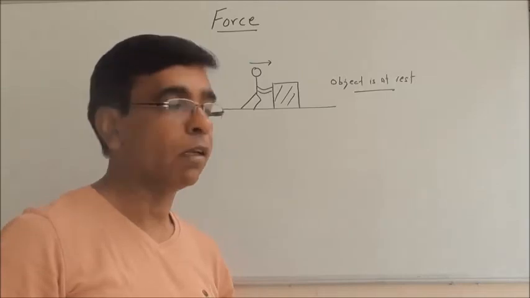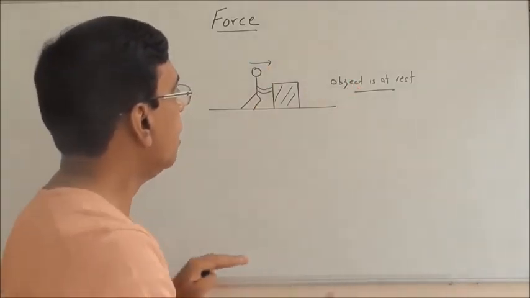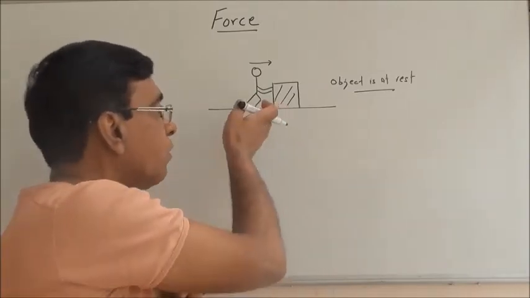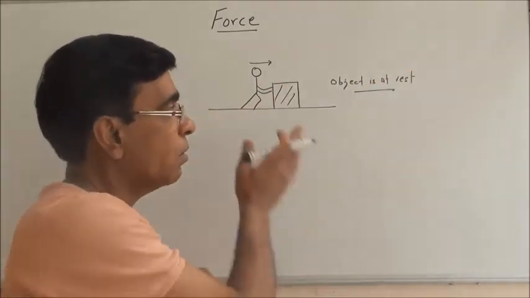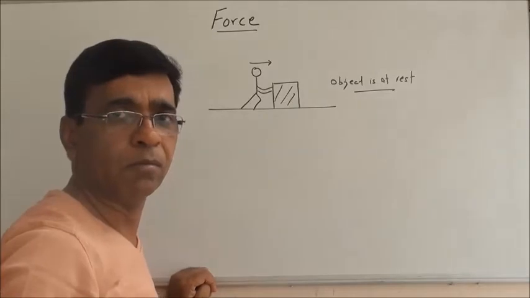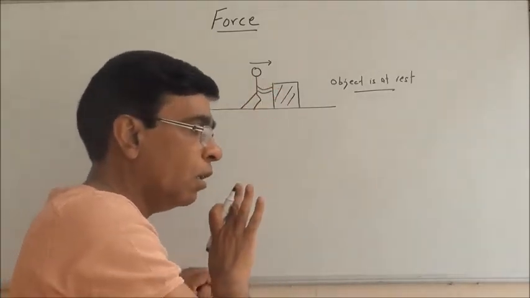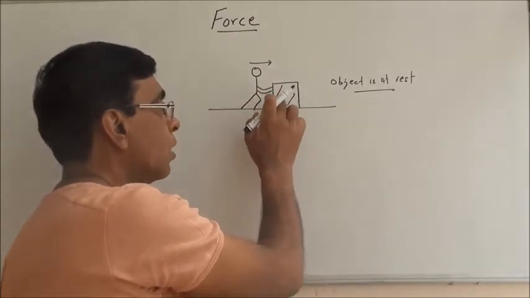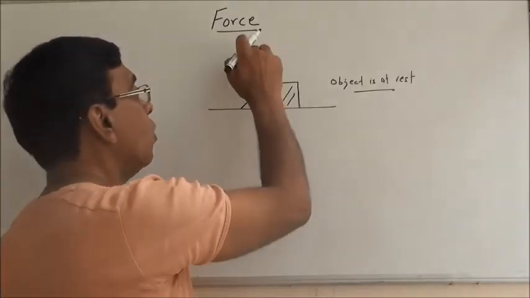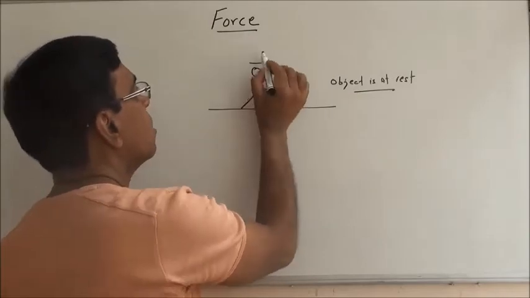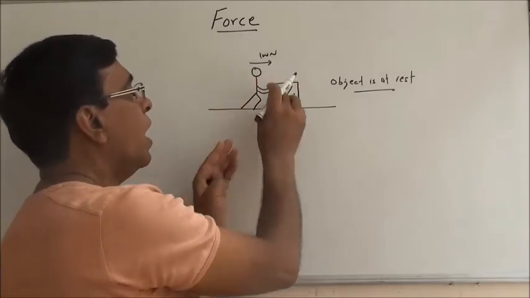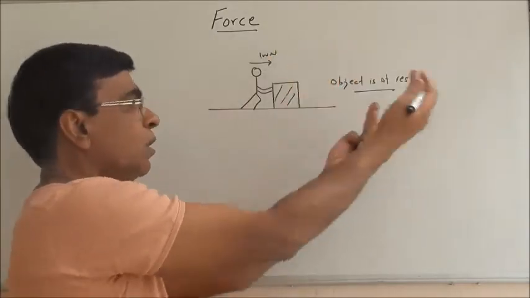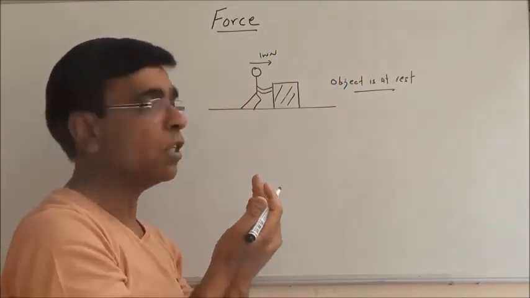what does it mean? If it is not moving forward, it means there is some other force acting onto it. Otherwise it would have covered some distance in the forward direction. Whenever we push it, it should have moved, but it is not. So it means there is another force acting onto this which is equal to this force. Suppose this person is applying 100 Newton and this object is not moving, so 100 Newton might be acting in the opposite direction.